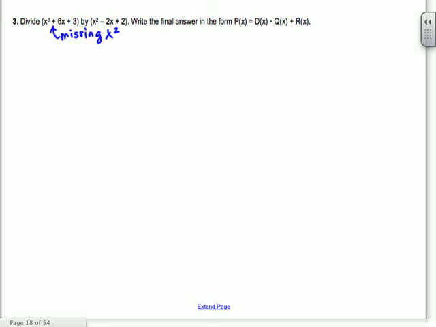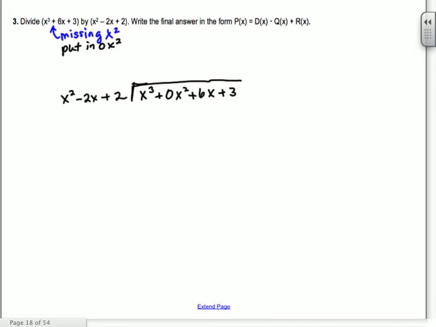Okay, so let's put in 0x squared. So I get x cubed plus 0x squared plus 6x plus 3. And I'm going to divide it by x squared minus 2x plus 2. So always look at the first term of the divisor, so x squared. Okay, what do I multiply x squared by in order to get x cubed? X. So that's what you put on the top.